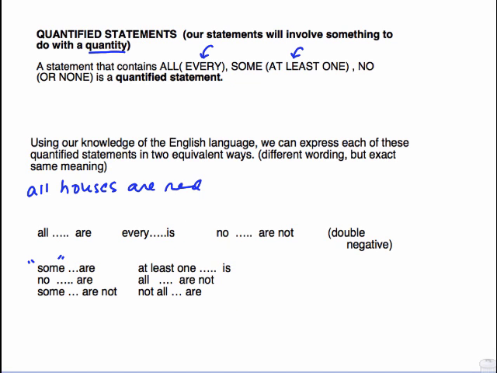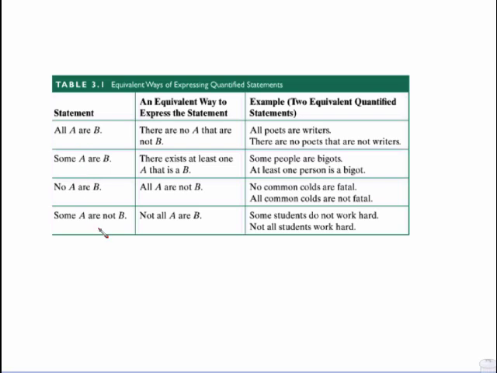And you can look at this in chart form. These are the same things we just looked at, but this is just a chart. All A are B: one way to put it is that there are no A that are not B. An example, all poets are writers. So there are no poets that are not writers. That was our double negative way to do this. Instead of saying all poets are writers, I could say every poet is a writer. Some A are B: there exists at least one A that is a B. Some people are bigots. There exists at least one person who is a bigot.